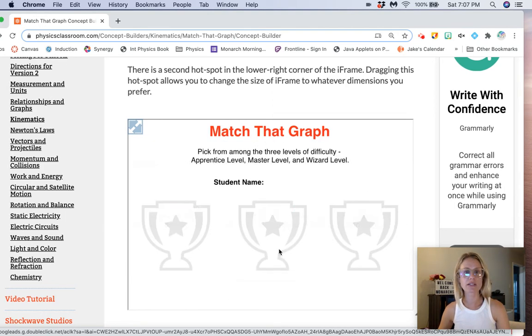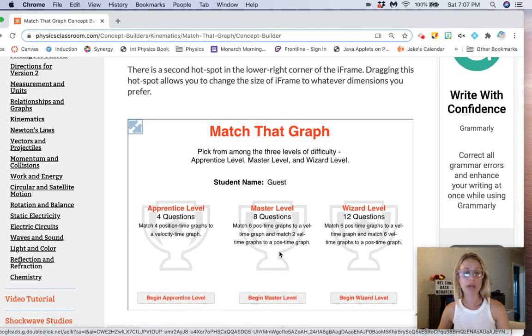You press start. Again, like I said, this is for your practice because there will be questions like this on the quiz. So wizard level, you're going to do all. I would do all three levels. I'm just going to show you a couple from the wizard level just to show you how you actually do it.